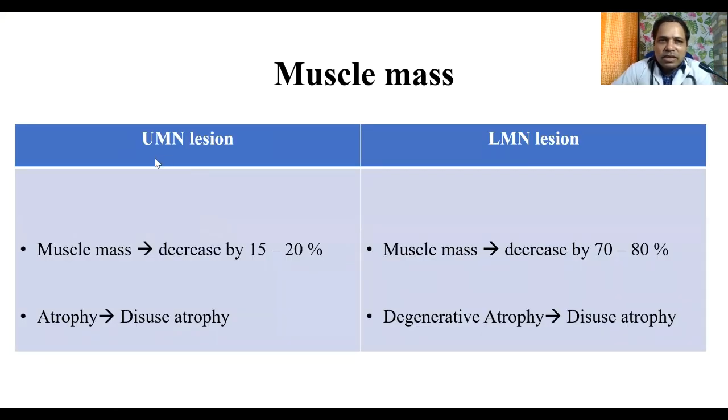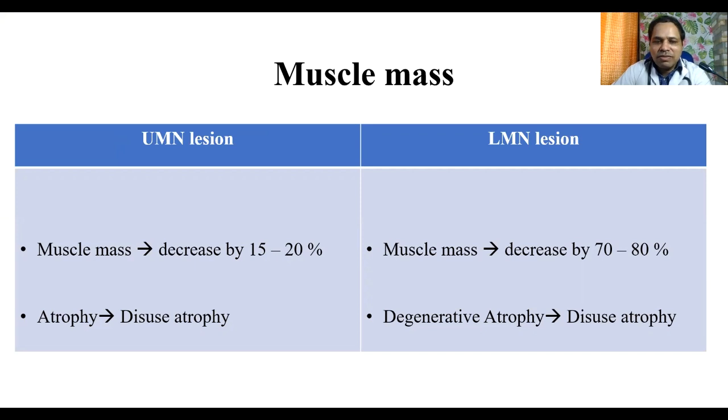But if you compare, in case of upper motor neuron lesion, the muscle mass decreases only by 15 to 20%, but in case of lower motor neuron lesion, the decrease in muscle mass is by 70 to 80%. In both cases, both are decreased, but the percentage is less decrease here, more decrease here. And the atrophy in upper motor neuron lesion is called disuse atrophy. But in case of lower motor neuron lesion, it is called degenerative atrophy.